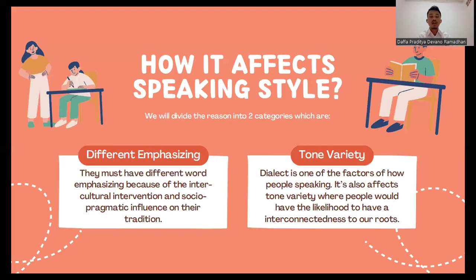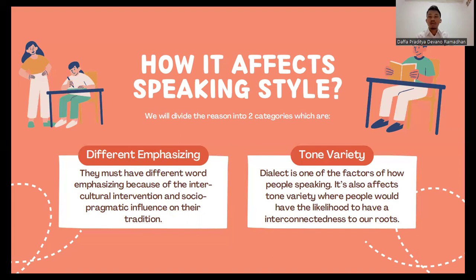Okay, next one is how dialect affects speaking style. We will divide the reasons into two categories: the first is different emphasizing, and then tone variety. For different emphasizing, they must have different word emphasis because of cultural intervention and sociopragmatic influence on their traditions.